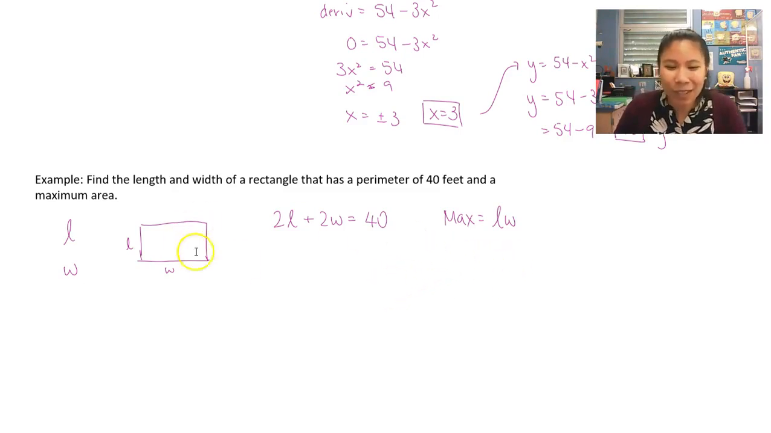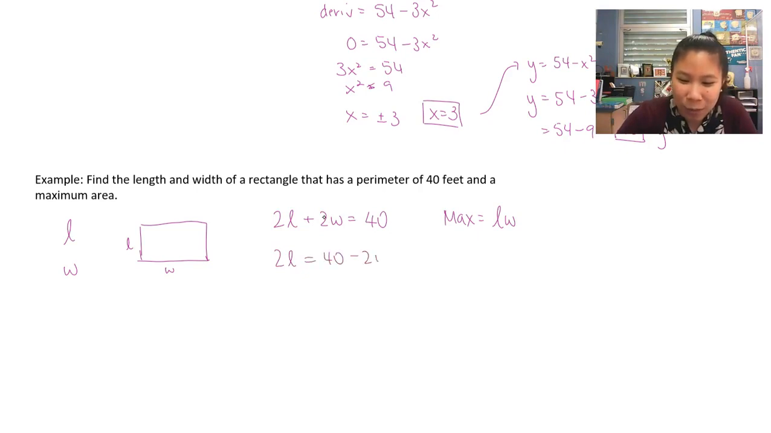So from here, we want to isolate a variable from my full equation, plug it into my max equation, and then find the derivative and find critical points. To isolate one of the variables, we can do either L or W. I don't think it matters. They're both the same amount of difficulty. So I will just do the length. I'll subtract 2w on both sides and then divide both sides by 2. So I get L equals 20 minus w.